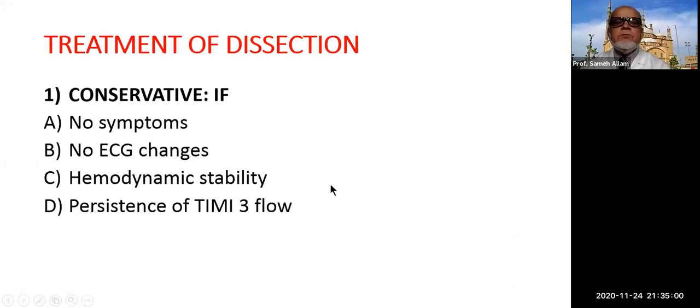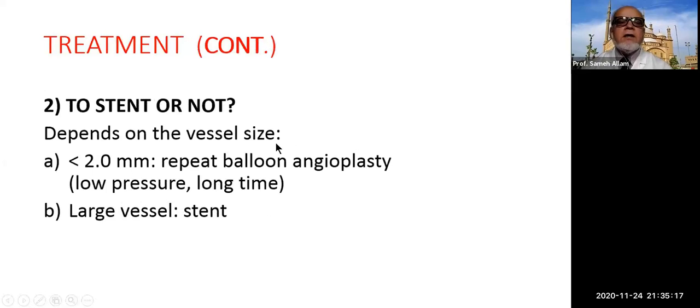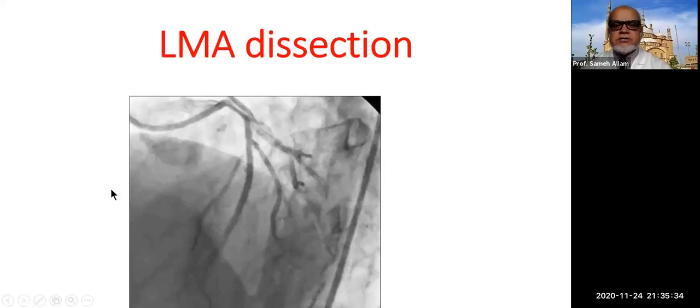Treatment of dissections is conservative if there are no symptoms, no ECG changes, the patient is hemodynamically stable, and there is persistent TIMI 3 flow in the lesion and the vessel which shows the dissection. To stent or not to stent depends on the size of the vessel. Usually vessels less than 2 millimeters we can treat by repeated balloon angioplasty at low pressure for a longer time, but larger vessels should be stented at the dissection.